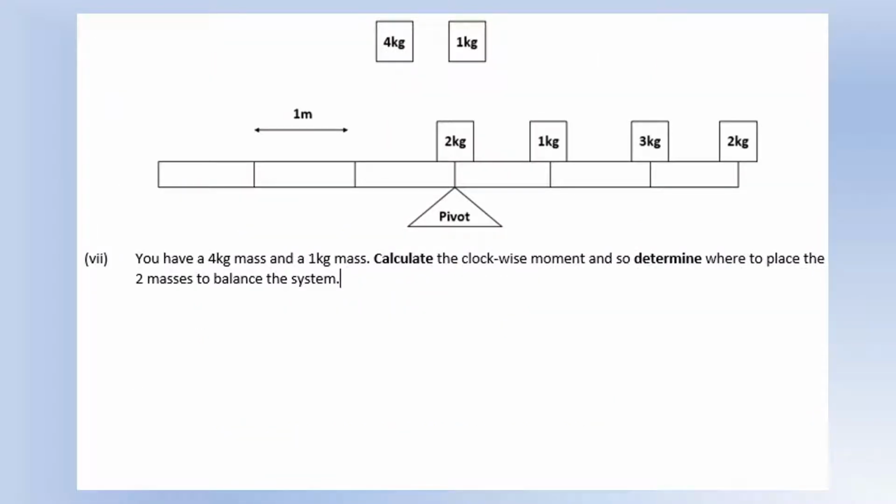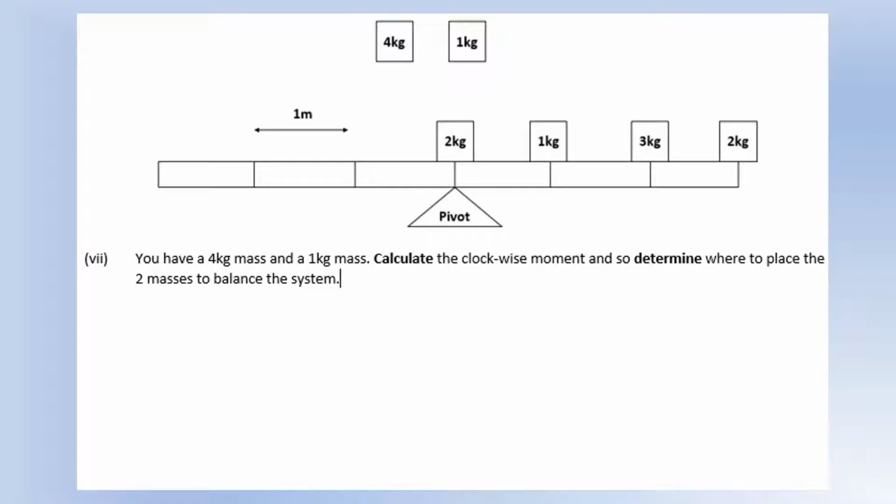Okay, so now we're going to have 2 unknowns in this one. You've got a 4 kilogram and a 1 kilogram mass, and we need to therefore determine where to place these 2 masses to make the system balance. So again, pause the video and have a go, and then we will review it once you've had an attempt at the question.